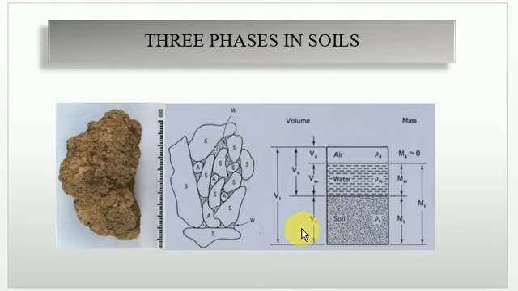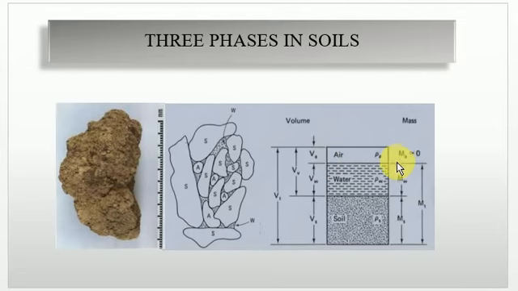So this soil sample, the soil mass is considered as Ms, and the volume considered for the soil is Vs. For the water content, the mass is considered as Mw, and the volume is considered as Vw. Same for the air content, the mass is considered as Ma, and the volume considered as Va.